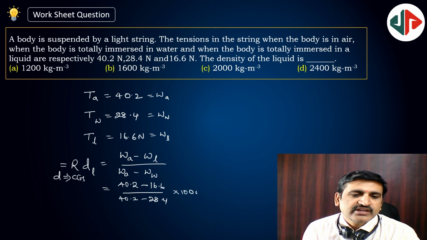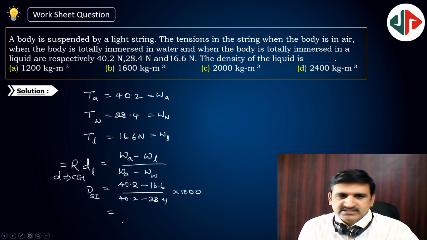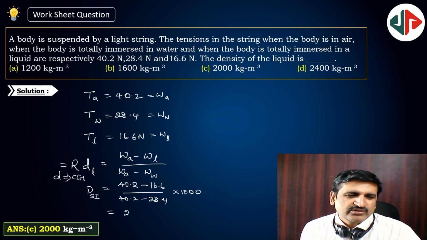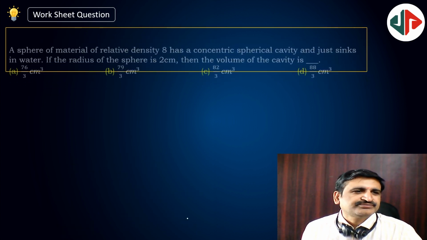If you do, then you will get density in the so-called SI system. So that is equal to, how much will come? 40 minus... so we need to do... you can... 20 kg per meter cube. I don't want to waste the time, dears. The simplification things you can do, right?